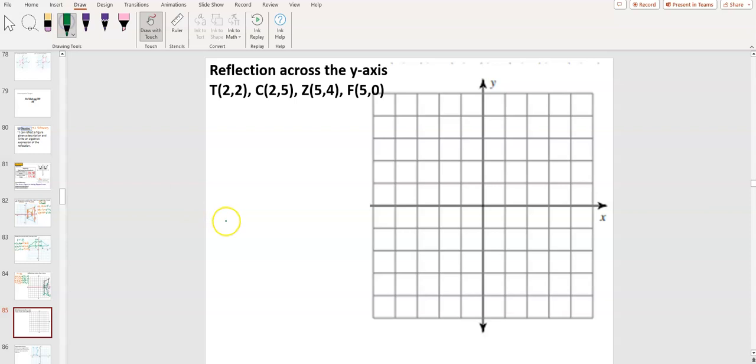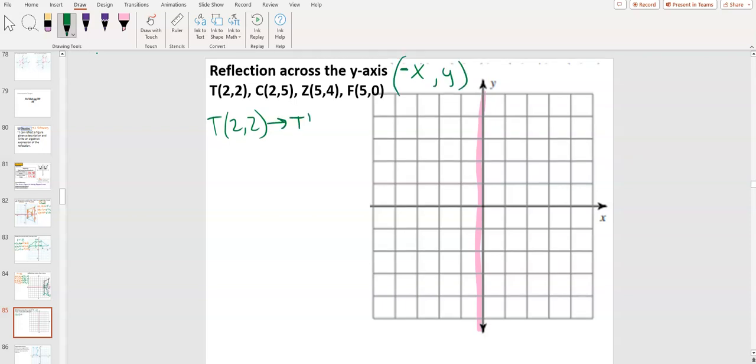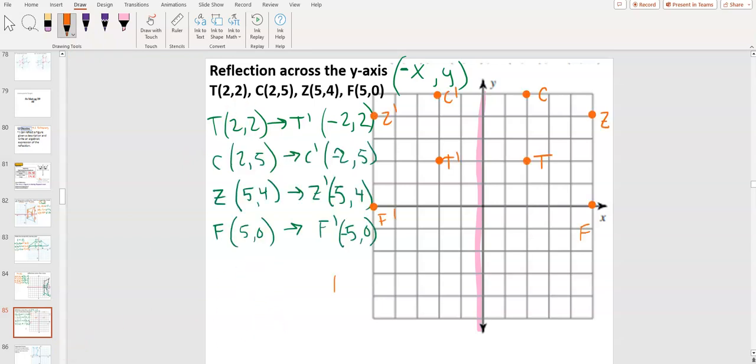Now on this problem, we don't even have to track the points. We can just use our algebraic representations. Okay, we're going to do the y-axis, and we are going to flip over the other way. So I can take T, and I'm going to do the opposite. It's going to be negative x, and then y is going to be the same. So my T prime is going to be negative 2, positive 2. Okay, go ahead and do the rest of those. Pause the video, do the rest of those, and then check your answers with me. And there are your answers.